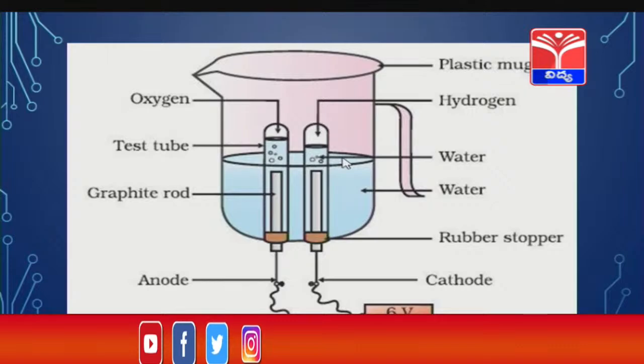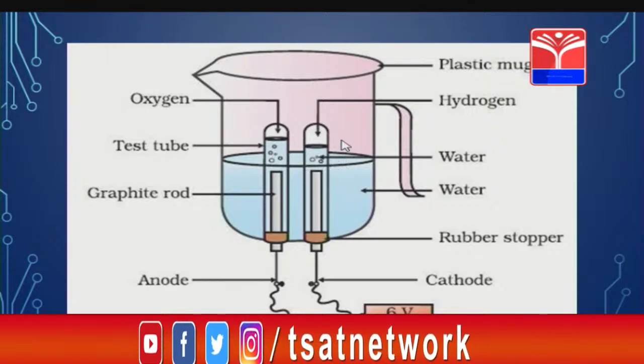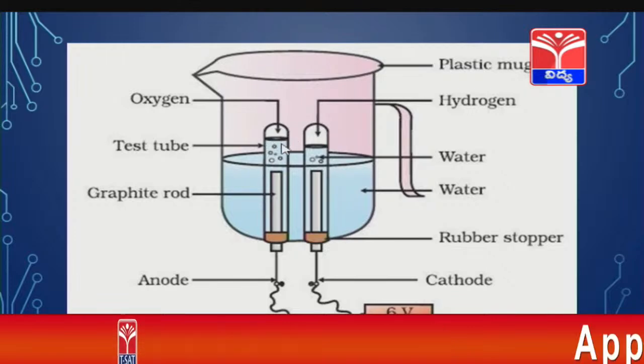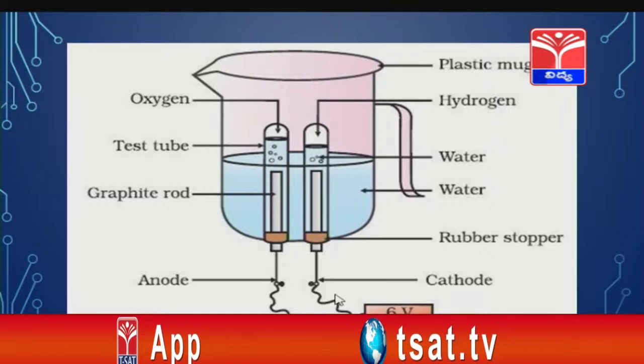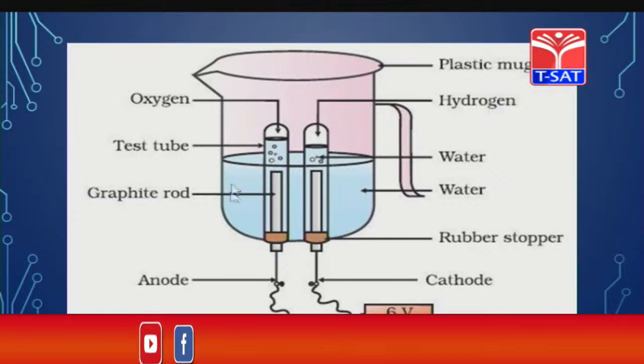Now, what are these bubbles, children? In one test tube you can see more gas getting collected, and in the other test tube less gas getting collected. The more gas collected is hydrogen, which is connected to the negative terminal, and the less gas collected is oxygen, which is connected to the positive terminal.